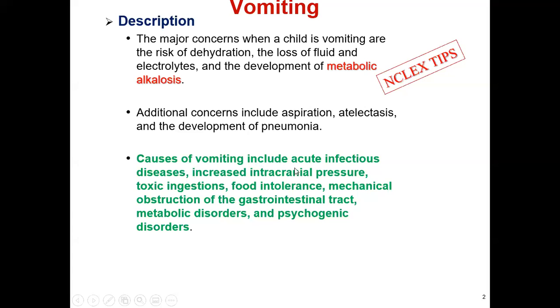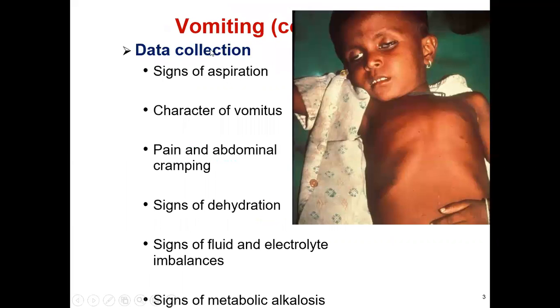The causes of vomiting include acute infectious diseases like acute infectious diarrhea, increased intracranial pressure, toxic ingestion like food poisoning or food intolerance, mechanical obstruction like intussusception, metabolic disorders, and also psychogenic disorders. For signs and symptoms of vomiting, we have to note signs of aspiration, the character of the vomitus, pain and abdominal cramping, signs of dehydration, signs of fluid and electrolyte imbalance, and also signs of metabolic alkalosis.